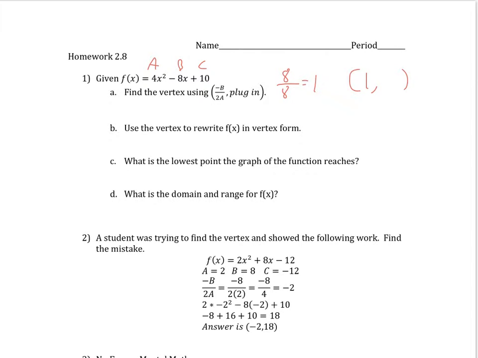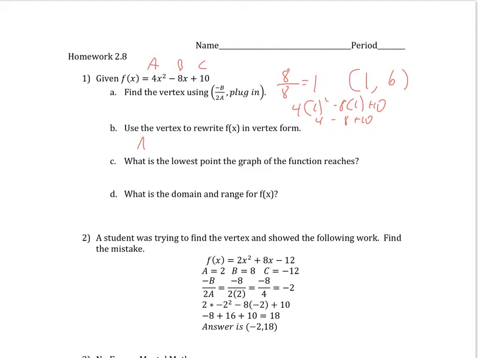We just need to plug the number 1 back into the function. So 4 times 1 squared minus 8 times 1 plus 10. 1 squared is 1, so 4 times 1 is 4 minus 8 plus 10. 4 minus 8 is negative 4. Negative 4 plus 10 is 6. So we're done there.